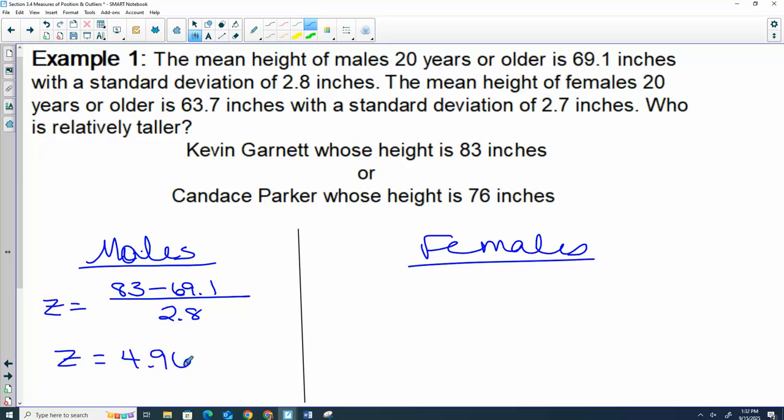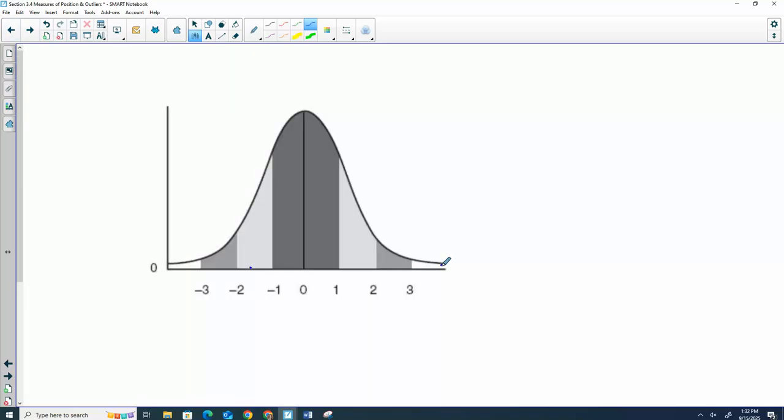What does that mean? Above average. Put this in parentheses when you type it in. So he's almost 5 standard deviations above the mean. Think about that. If I'm looking at this curve, that's all the way out here. So that's pretty tall in comparison to the average, right?